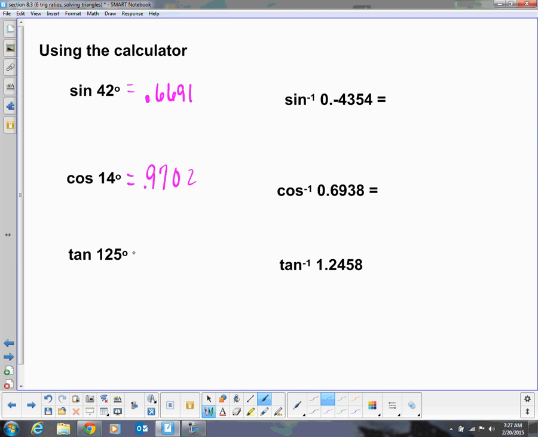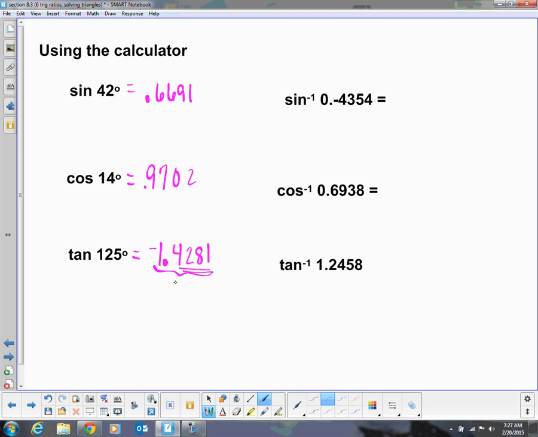All right, let's do tan 125. What's tan 125? Give me like 4 places past the decimal. Negative 1.428. Okay, so when you are doing these, and especially those whose calculators work backwards, you need to use at least 4 decimal places past, or 4 numbers past the decimal.